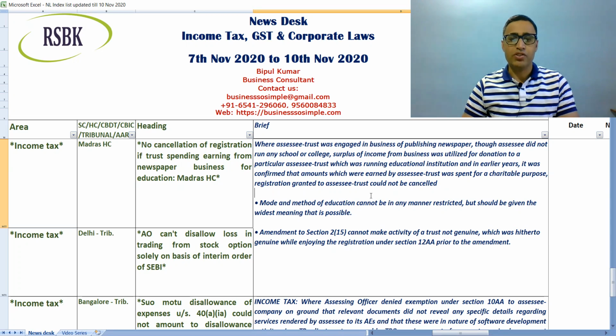The mode and method of education cannot in any manner be restricted but should be given the widest meaning possible. Amendment to section 2 clause 15 cannot make an activity of the trust not genuine which was hitherto genuine while enjoying the registration under section 12AA prior to the amendment.